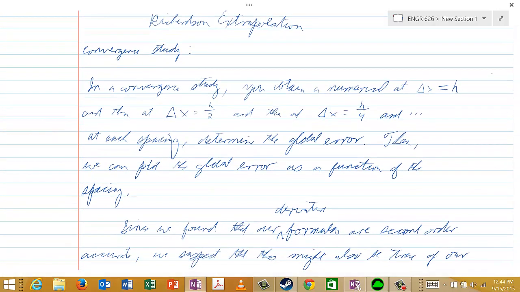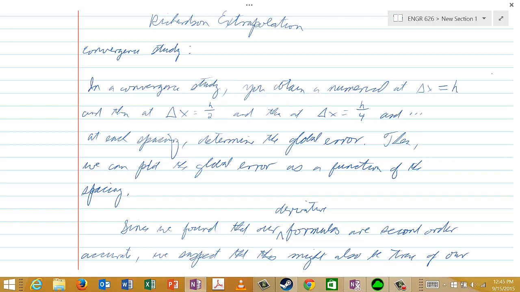But before we get to the Richardson extrapolation itself, I want to talk about the idea of a convergence study. And this is going to be your next program, to do a convergence study. So let's read what this says. It says, in a convergence study, you obtain a numerical solution at delta x equals h, and then at delta x equals h over 2, and then at delta x equals h over 4, and so on.